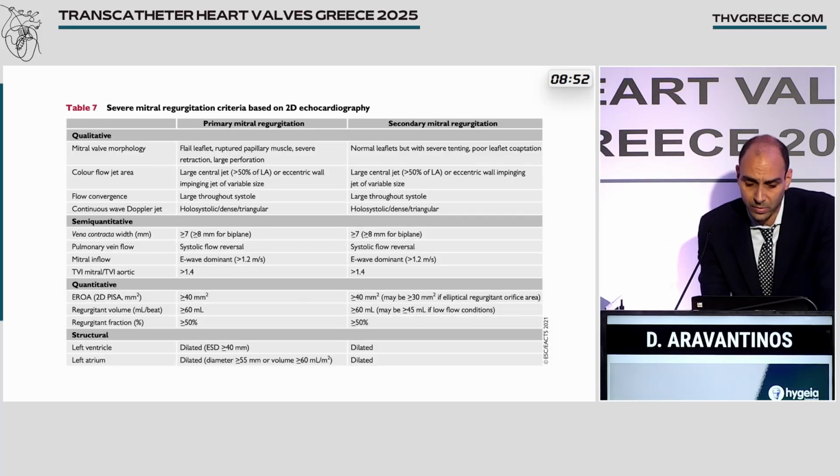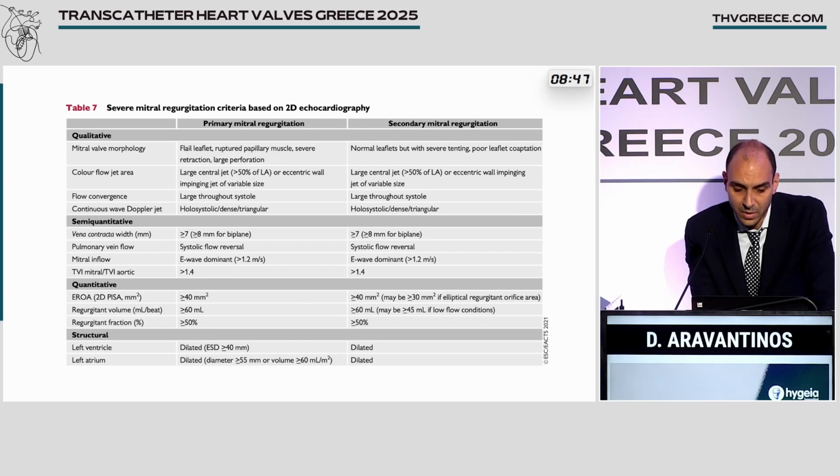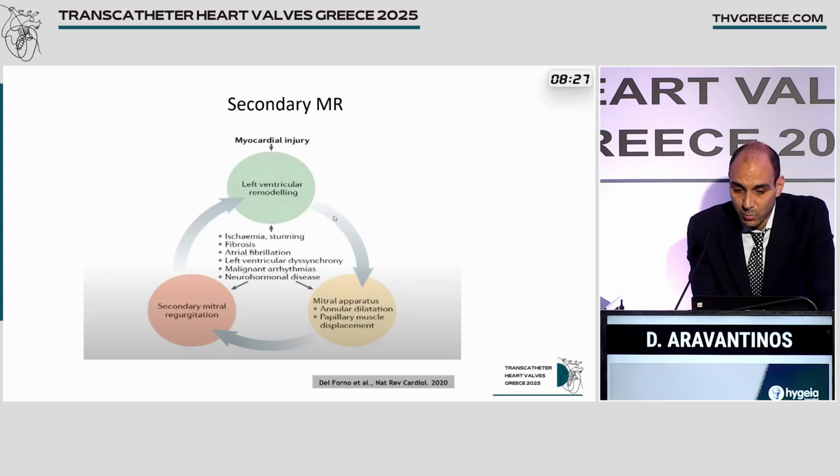Also, we have the echo criteria. We can also see at the quantitative criteria that the EROA is over 40 square millimeter for the primary MR and maybe over 30 square millimeter for secondary MR. That's a difference. And also the regurgitant volume is over 60 ml for primary MR and maybe over 45 ml for secondary MR. I start with secondary MR.